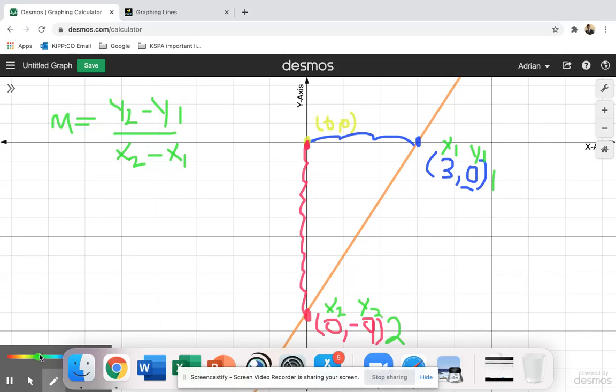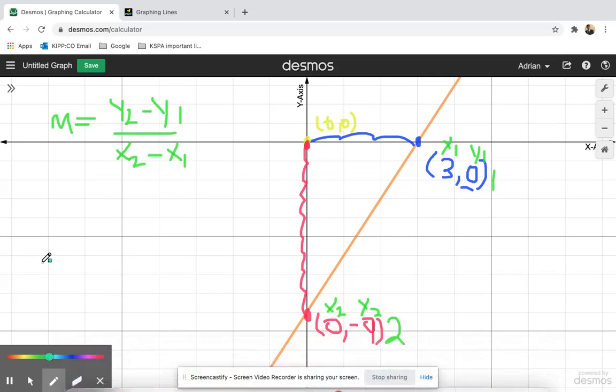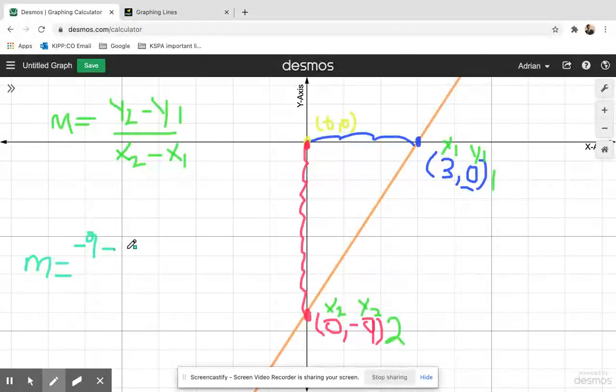So now that I have all things marked, I can go ahead and start creating my equation. Again, I'm finding m, which is our slope value. In this case, that's going to be -9 minus 0 over 0 minus 3. So again, these values just come from the coordinate points. So y2, y1, x2, x1, and the other values are just 0.